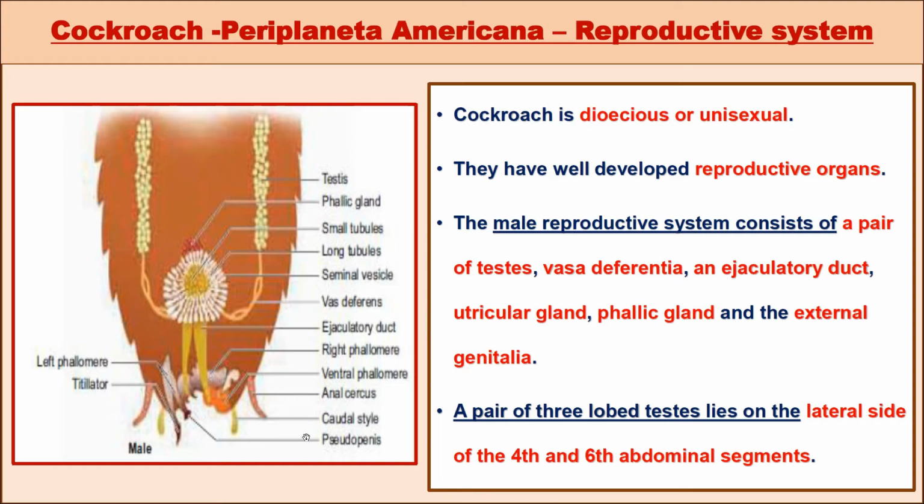Cockroach reproductive system. The cockroach is a dioecious organism. That means unisexual, and the sexes are separate. Male and female organisms are separate, and they have a very well developed reproductive system.